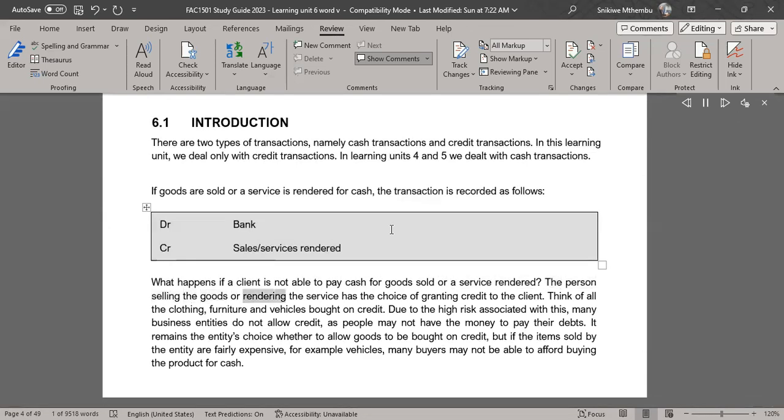The person selling the goods or rendering the service has the choice of granting credit to the client. Think of all the clothing, furniture, and vehicles bought on credit. Due to the high risk associated with this, many business entities do not allow credit, as people may not have the money to pay their debts.